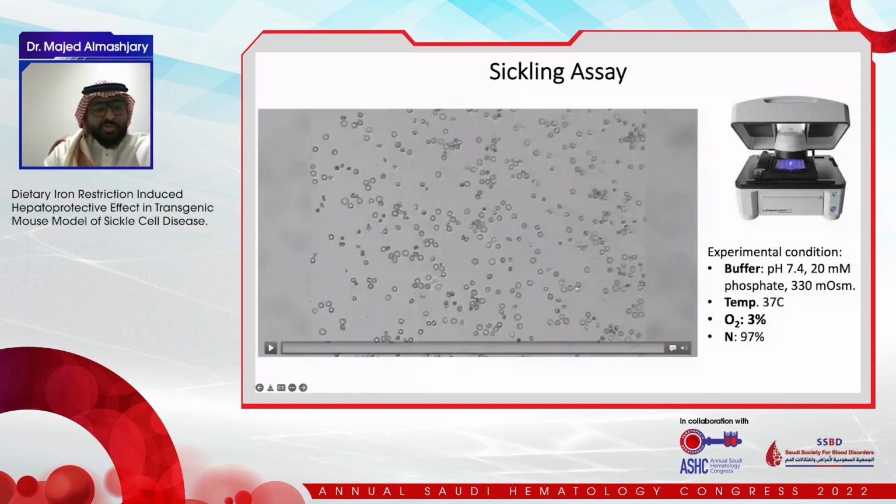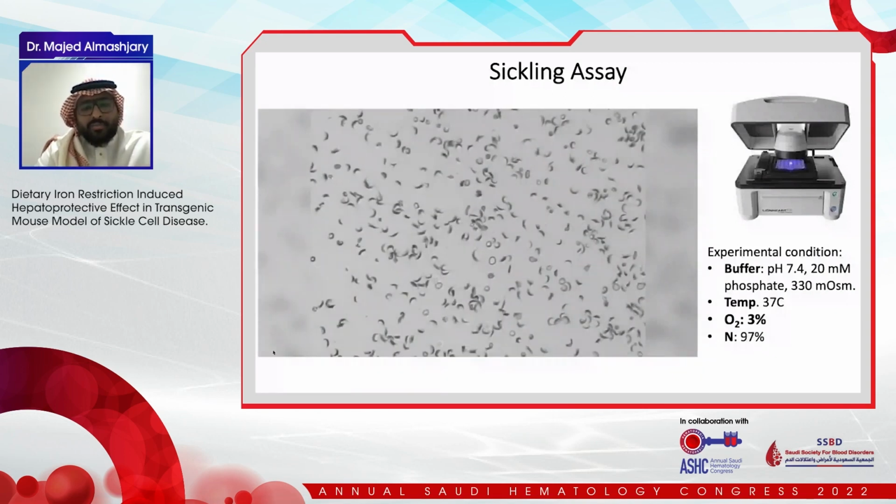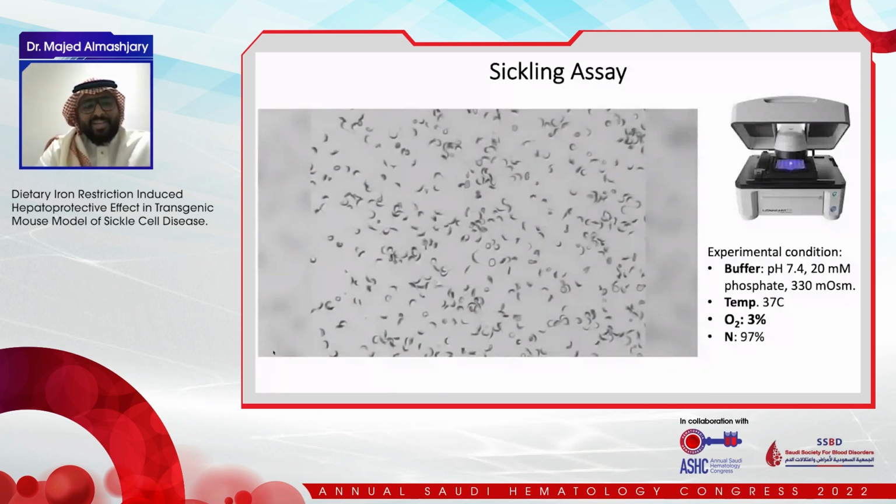This is a video just to show you how the cells behave under the microscope in that period of 12 hours. I'm not going to go for 12 hours here, just only 6 seconds. So all the cells start as round, and as we move forward, nearly all of them sickle. And the sickling phenotype itself is a little bit weird in the mouse.